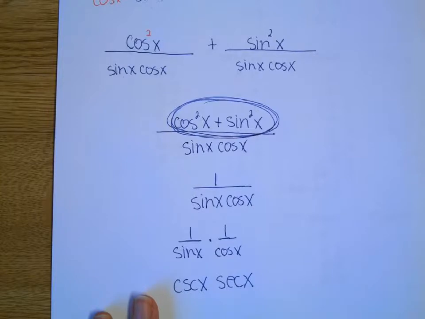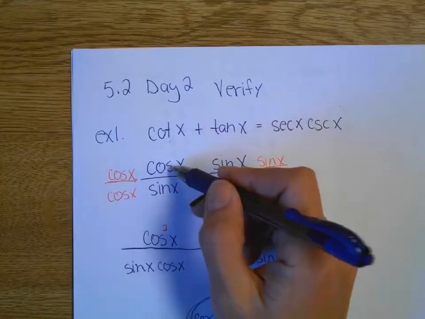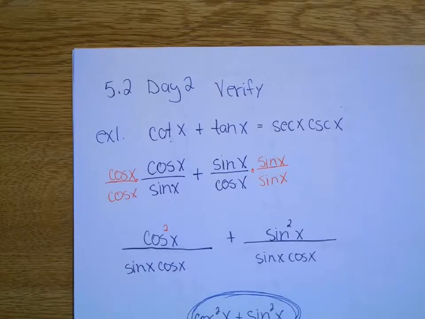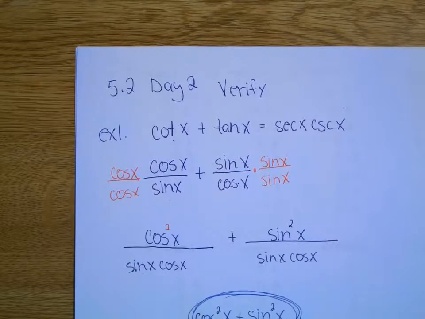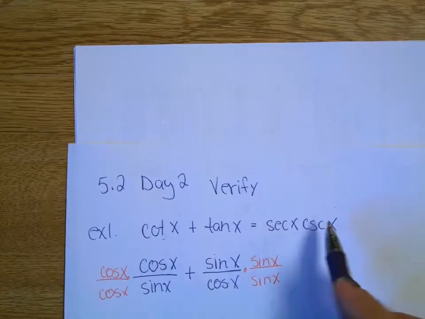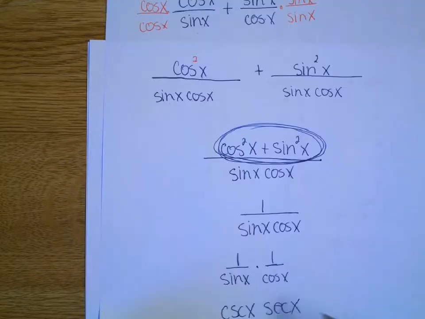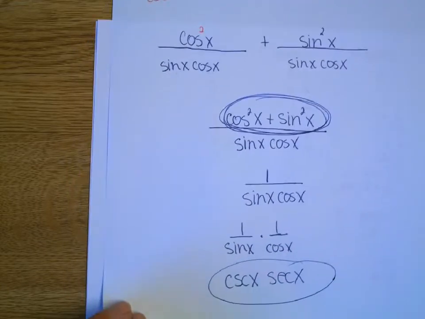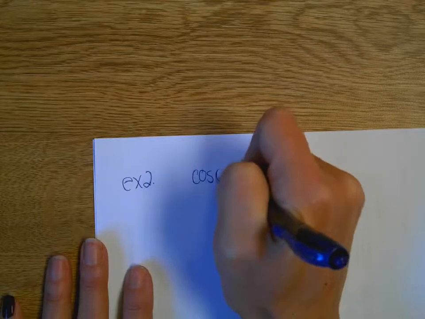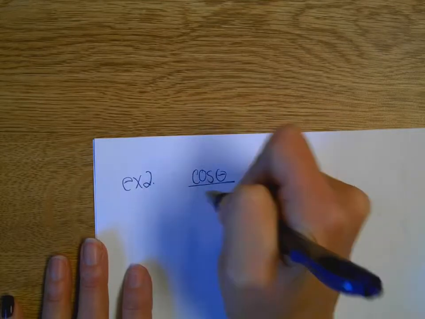Okay, how did you get to begin with the cosine over sine and sine over cosine? Cotangent is cosine over sine. Tangent is sine over cosine. Hey, we got several of these today. What's the end result? I verified it. Cosecant times secant equals secant times cosecant. My goal was to get to this, so I stopped when I got there. If they say verify, they can be done.